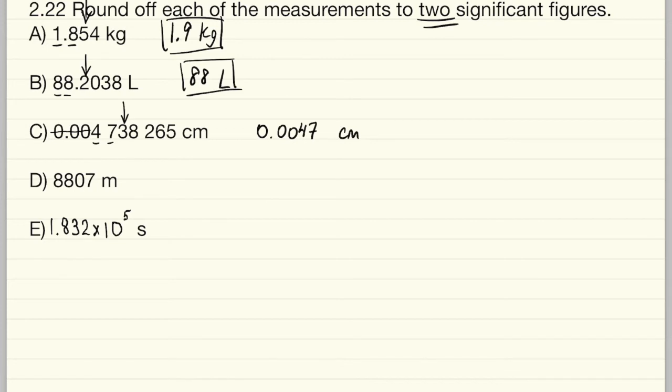Okay. Although these zeros are not significant figures, they still need to be in there to position that decimal place. It's still part of the number, so you need those zeros still. But you just don't count them when you do rounding.